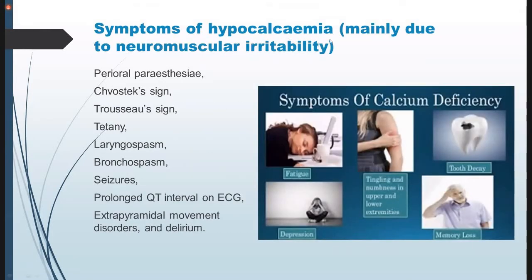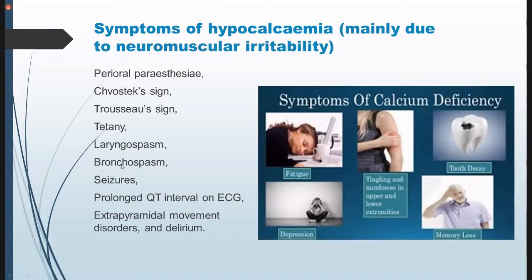So what are the symptoms of hypocalcemia that you have to look for after the surgery? Basically they are related to neuromuscular irritability. You can see here, there is fatigue, a tingling sensation in the body, there may be tooth decay, memory loss, confusion, depression. However, the neuromuscular symptoms which are of more serious clinical significance are perioral paresthesia, numbness around the oral cavity, Chvostek sign and Trousseau sign, tetany, laryngospasm, bronchospasm, seizures, prolonged QT interval on ECG, extrapyramidal movement disorders, and delirium.